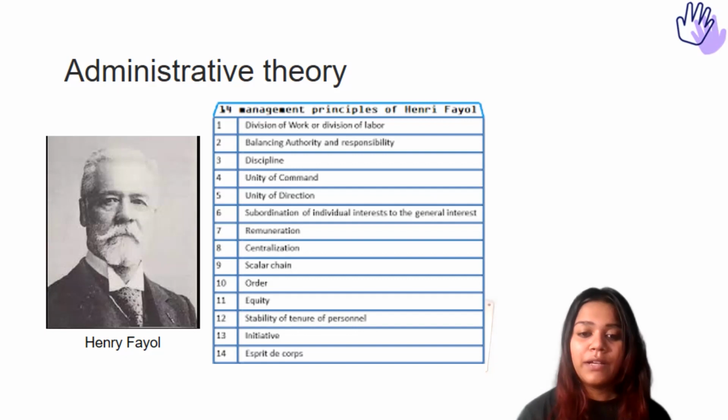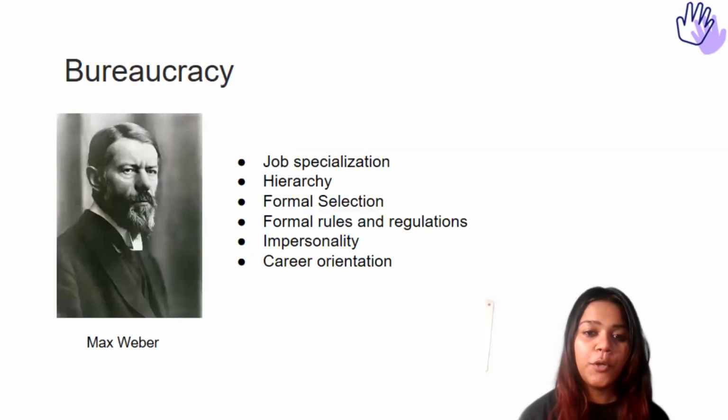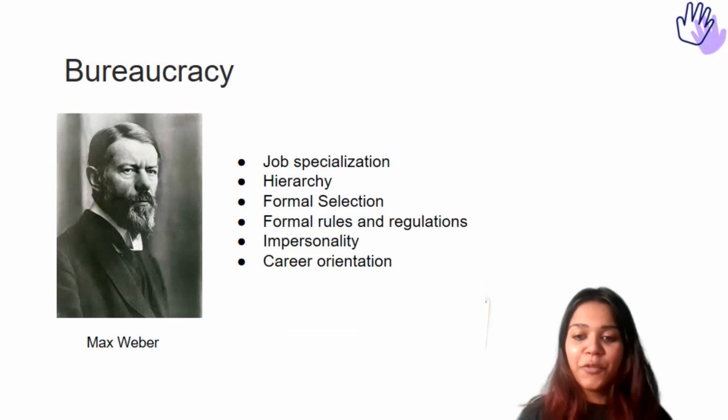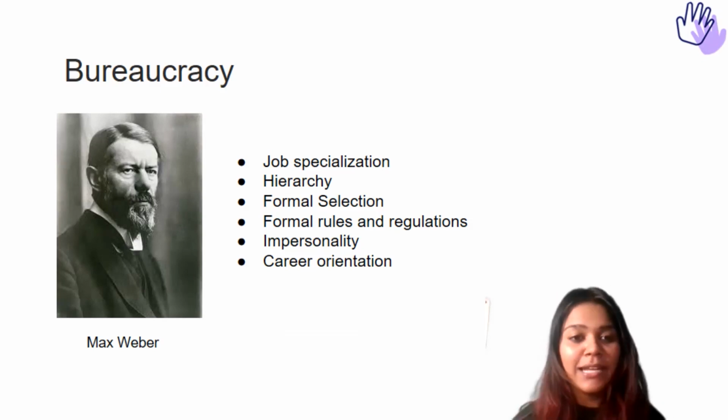So now let's move ahead with the other slides. Bureaucracy. So just like Taylor and Fayol, Max Weber has given this idea of bureaucracy. So Henry Fayol and F.W. Taylor have given scientific management and the 14 principles of management. Now Max Weber has given and emphasized the bureaucracy, right?